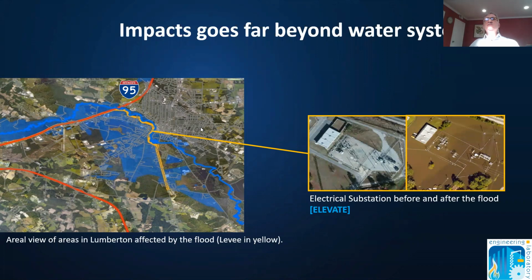Electrical substation, had it been elevated ahead of time, it would not have flooded. Now they did have sufficient redundancy in the system. There were other City of Lumberton electrical substations, so fortunately this was not a major issue because they had redundancy.